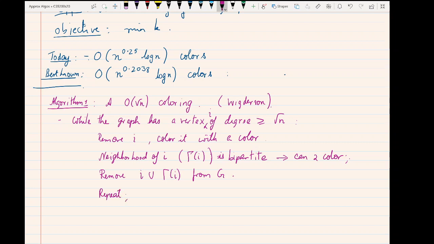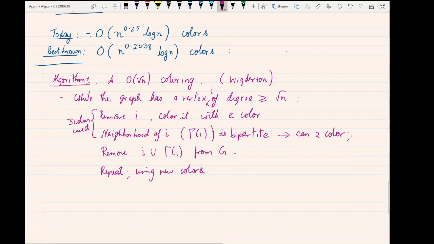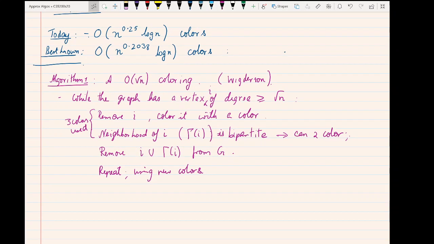Now the point is every time I repeat, we use new colors. In every loop, notice that we have used up three colors, right? One for I and two for its neighborhood. Every time we use three new colors, so if this loop runs for k times, then at the end of this loop, we have used up around 3k colors for coloring a subset of the vertices. And this, at least partially until now, is a valid coloring.